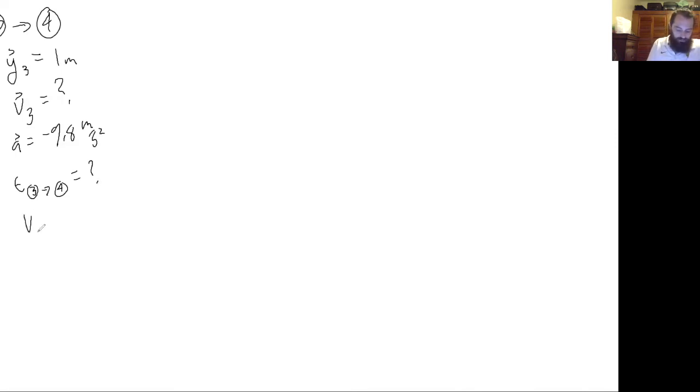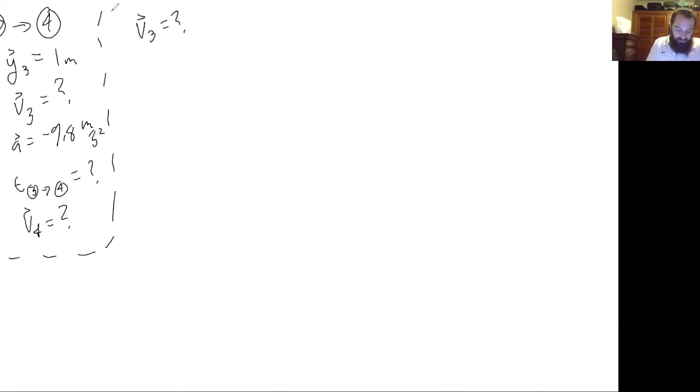We also don't know what our velocity is going to be at the end. So first we need to figure out what the velocity of the ball is going to be at point 3 before we can solve for the time to go from 3 to 4. So let's calculate the velocity at 3.